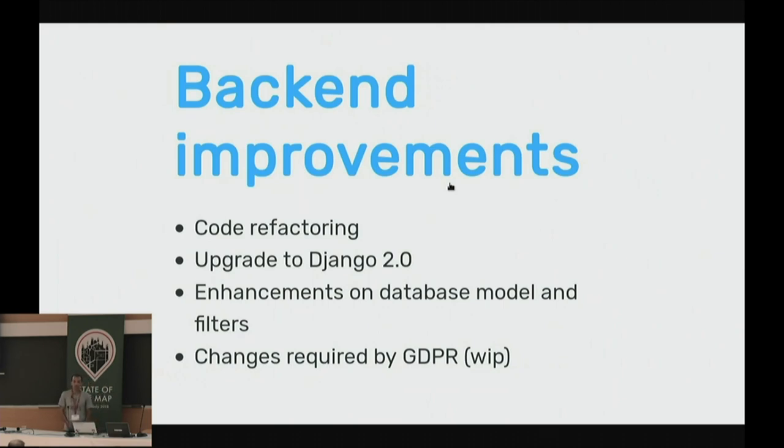We have done some backend improvements since the beginning of 2017. We did a code refactor. Last month, we upgraded to Django 2.0. The backend is made with Django. We have made some enhancements on the database models and on the filters to make it faster, to give more possibilities of filters. And we have now, for testing, a version with the changes required by the GDPR. I can pass the URL of that version at the end. I think in one month we can publish to production a new release of OSMCha with the GDPR changes.